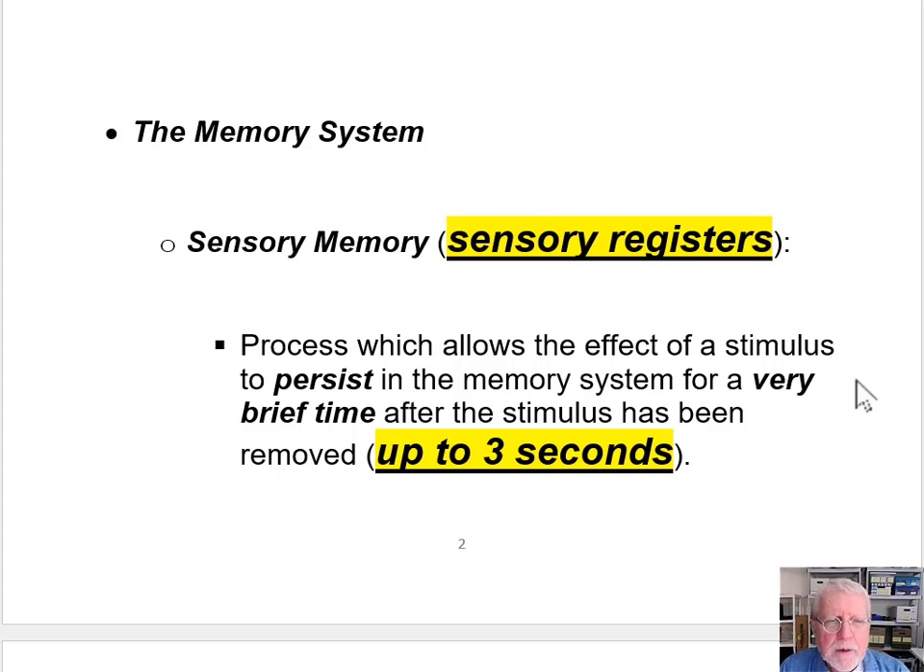Definition for sensory memory. It's a process which allows the effect of a stimulus to persist in the memory system for a very brief time after the stimulus has been removed. What do you mean very brief time? Let's say up to 3 seconds, but it depends on which sense we're discussing. I'll give you an example of sensory memory.